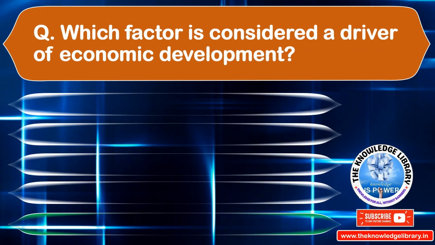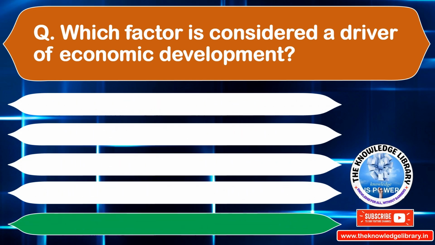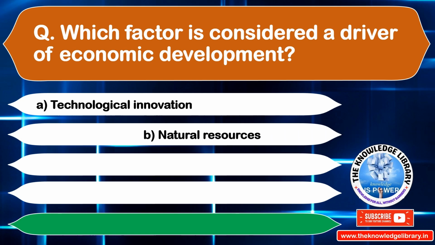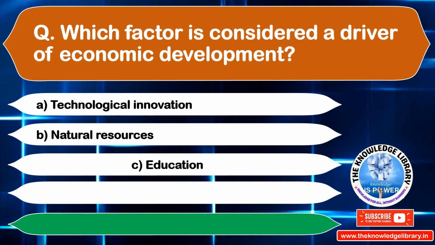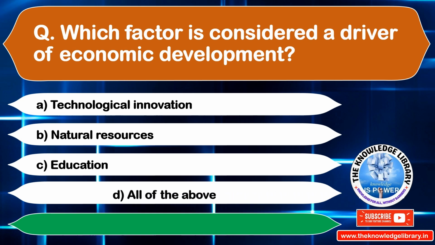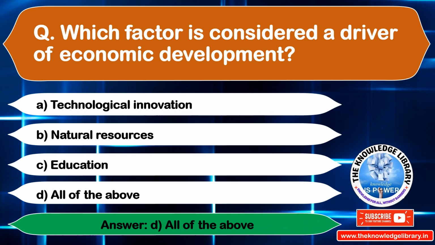Which factor is considered a driver of economic development? Option A, technological innovation. Option B, natural resources. Option C, education. Option D, all of the above. The correct answer is option D, all of the above. Move to the next question.